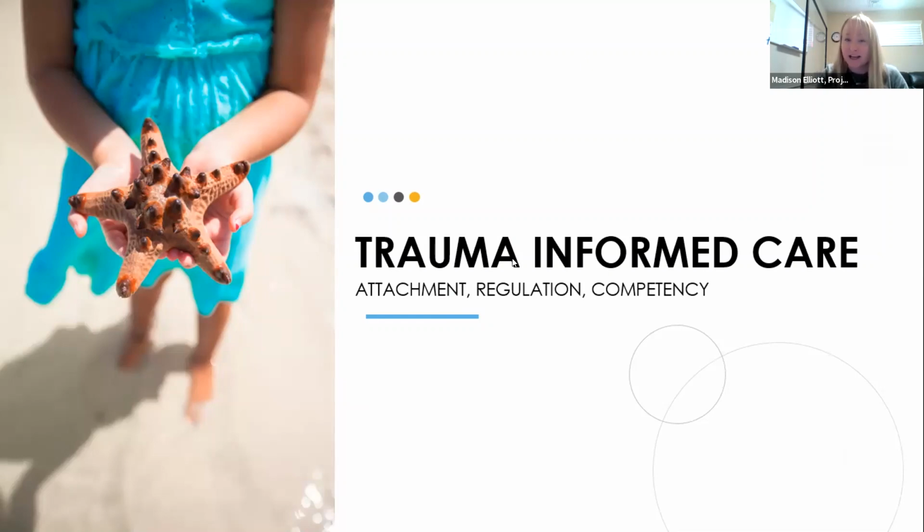We are from the Family Place, and at the Family Place, we use the attachment regulation and competency model in all aspects of what we do here. And one really great thing about the attachment regulation and competency, or ARC model, I'll just refer to it as ARC from here on out, is that it can be applied in a therapeutic setting, it can be applied in a child care setting, and it can also be an educational resource to teach parents about parenting skills and how to parent from a trauma-informed perspective.